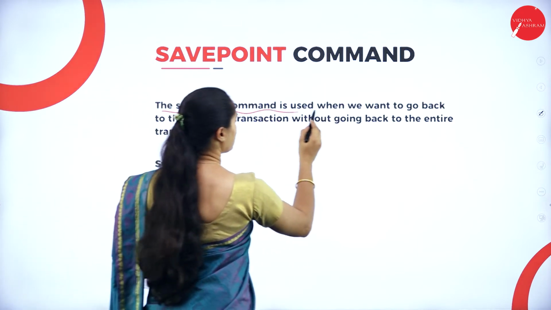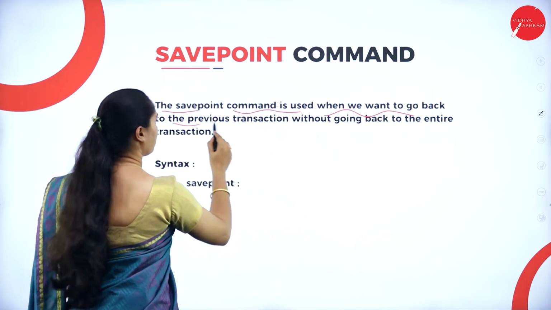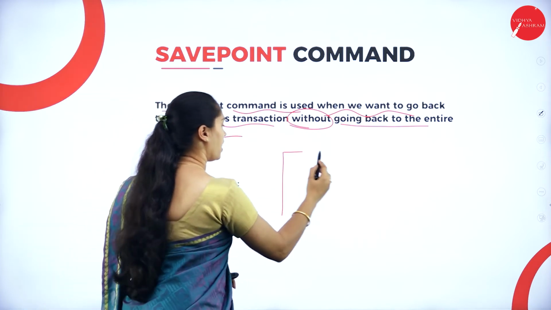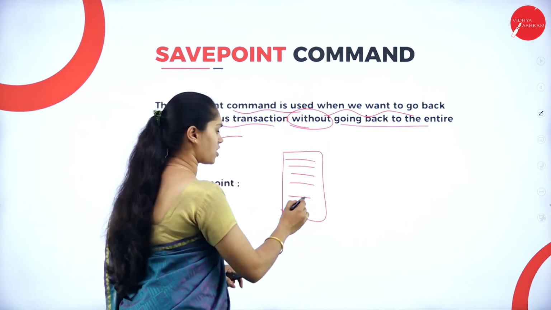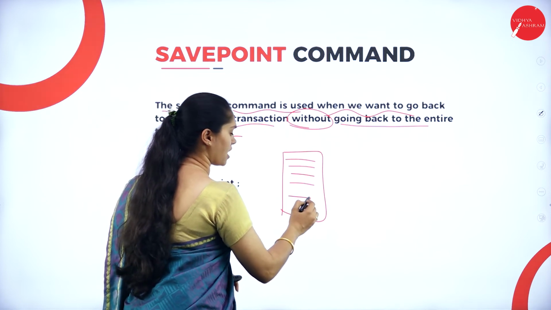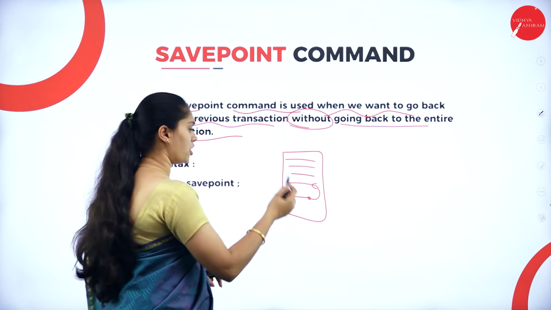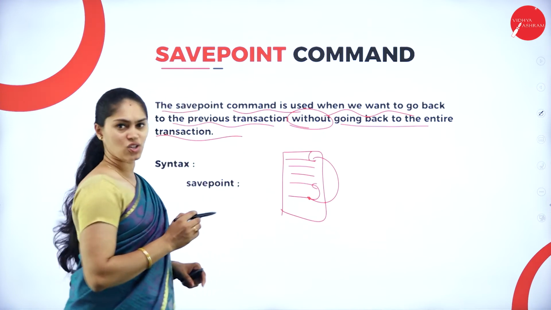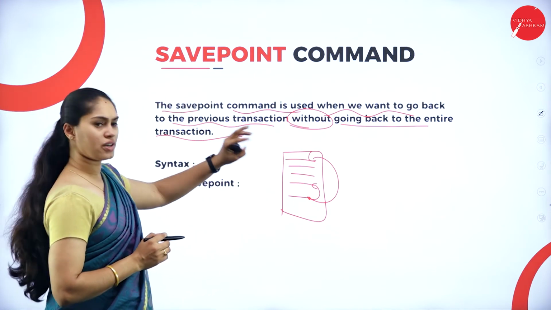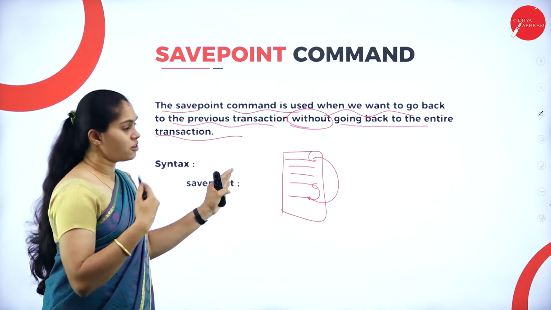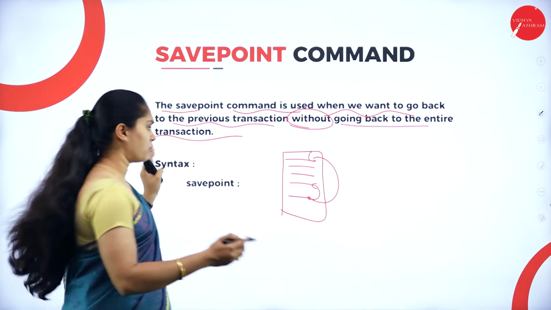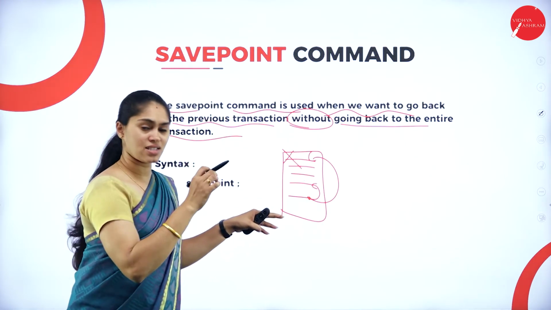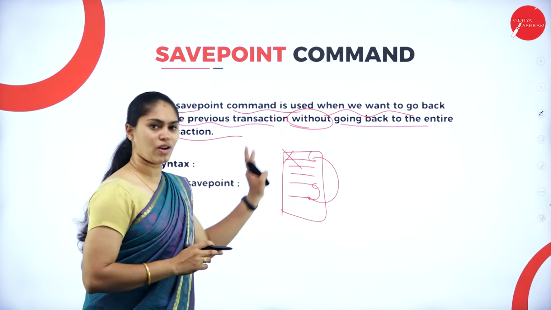The SAVEPOINT command is used when we want to go back to the previous transaction without going back to the entire transaction. For example, if I have 5 transactions, I wanted to go from this transaction to this transaction. In order to have this kind of feature, I have to go with the savepoint instead of going from the first transaction. That is what savepoint is. So when we wanted to go back to the previous step without going back to the entire transaction, I am not at all coming out of this transaction. I am just going back to the previous step of a transaction in the overall transaction.